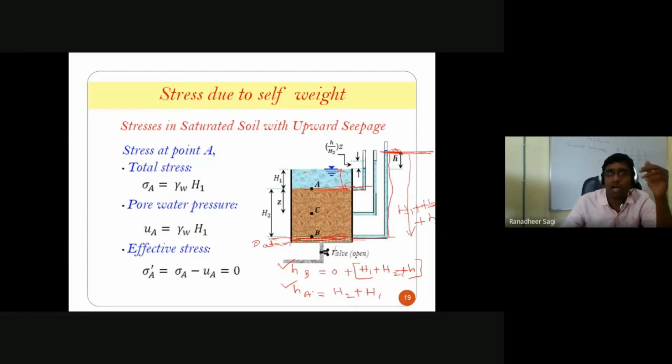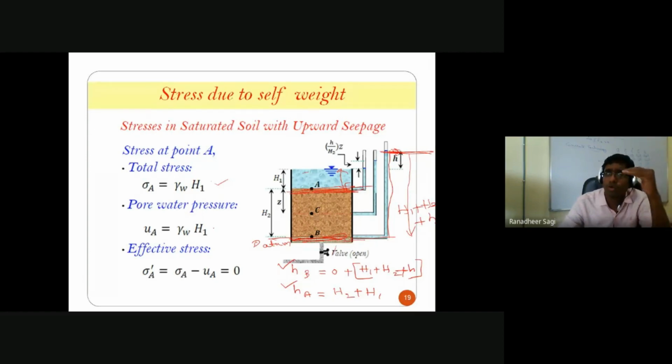Now, how much is going to be my total stress at point A in the soil sample? Total stress is always because of the weight of the material or mass of the material existing over and above that particular point. So which is that material existing above point A? It's only the water body. So the total stress at point A is nothing but the unit weight of water into the corresponding height of that water body existing above point A. So it's simply gamma W into H1 at point A.